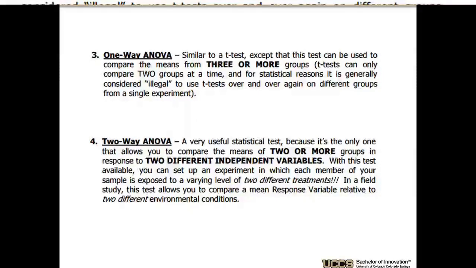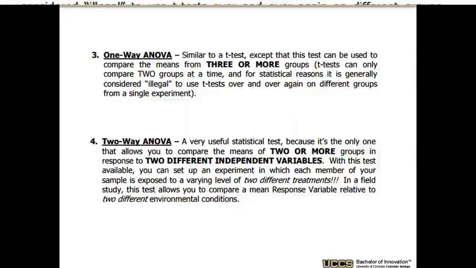So the one-way ANOVA test is similar to a t-test, except that it can be used to compare means of 3 or more groups, where a t-test only lets you do 2. For statistical reasons, it's generally considered illegal to use 2-group tests over and over again. We'll talk about how to fix that with some corrections, but it's generally not the right way of doing things. But that's why ANOVA is not used in computer science. We tend to just run lots of pairwise comparisons, or take the winner and the next closest one, and just do that comparison. And in some ways, that's got some validity, but it's a little tricky, so we'll talk more about that later.